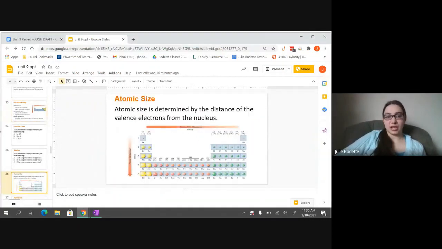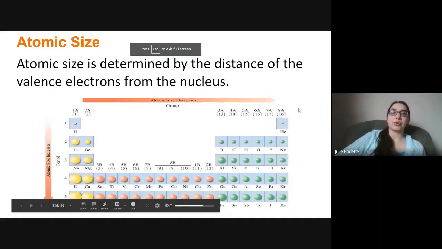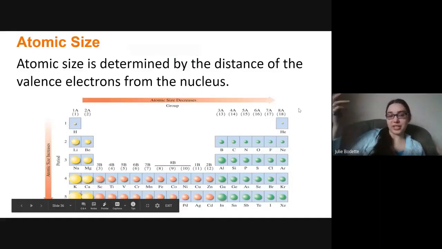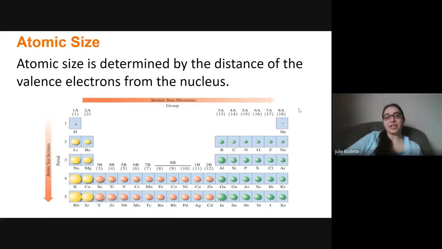Let's talk about atomic size. So atomic size is pretty much what it sounds like. If you want a vague definition, you could say it's how big an atom is. But more specifically, it's really about how far the valence electrons are from a nucleus, right? Because if you think about what an atom looks like, the nucleus is pretty small, and most of an atom is a bunch of electrons and the empty space where those electrons are, right? You've got this tiny nucleus, and then you've got all this huge empty space with electrons wandering around near the atom.